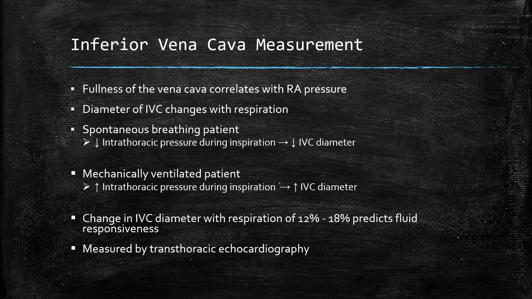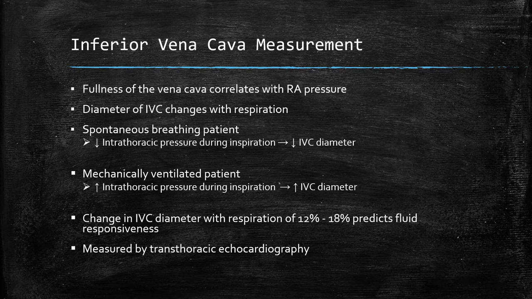Yet another way to predict volume responsiveness is to measure the size of the inferior vena cava. Two observations about IVC size can be made. The first is that caval size correlates with right atrial pressure. The second is that the diameter of the cava changes with respiration. In a mechanically ventilated patient, which will be our more normal circumstance, the IVC size will decrease with inspiration and it will increase with expiration.